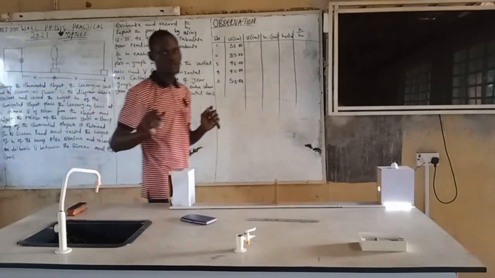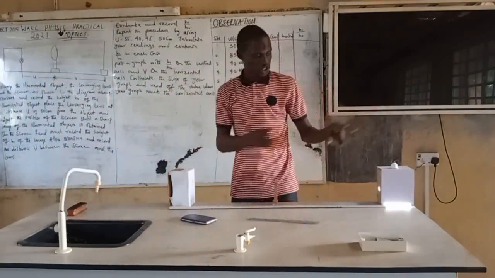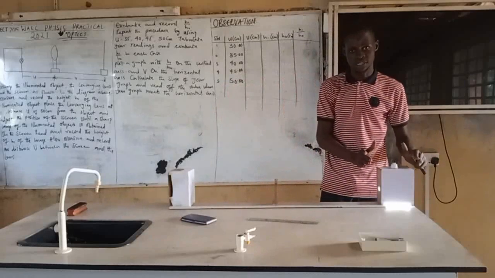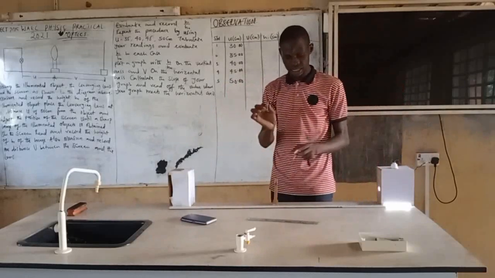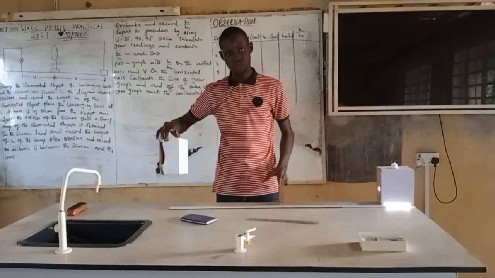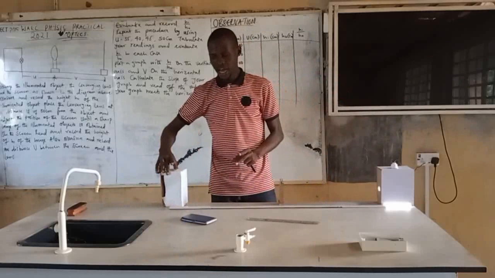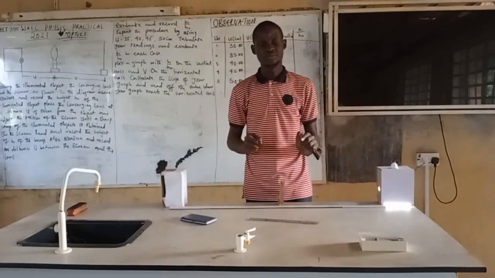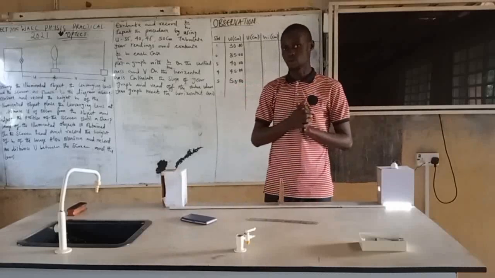From this place here, we are given a screen. This is the illuminated object given to us. We are given the lens and the lens holder, and also we have a screen that is here. Now, we have the ruler that is used to measure the distance moved by the object.